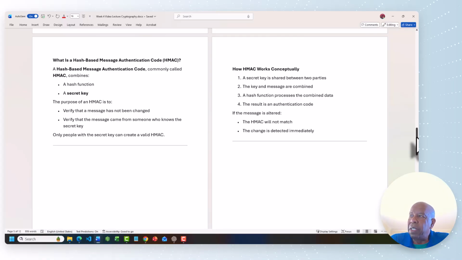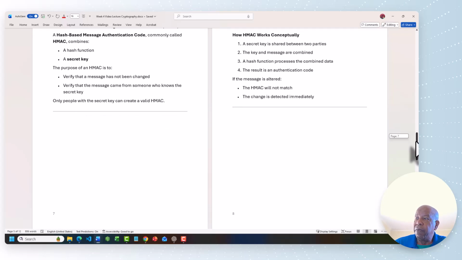How HMAC works conceptually. A secret key is shared between the two parties. The key and the message are combined. A hash function processes the combined data. Then the result is an authentication code. If the message is altered, the HMAC will not match. The change is detected immediately. Okay. So basically, for authentication, I need to know that you are who you say you are in order to untangle this web of encryption. Okay, the HMAC does that by combining the key with the hashing function itself.